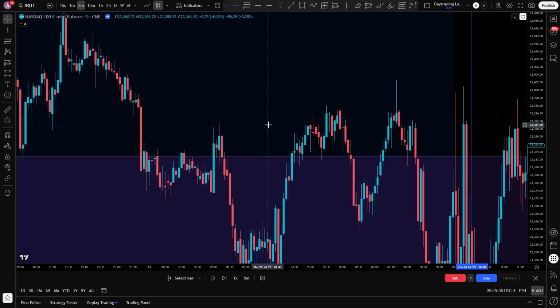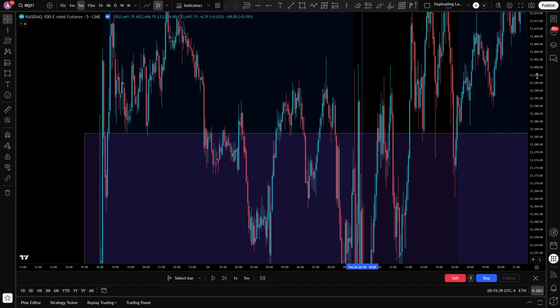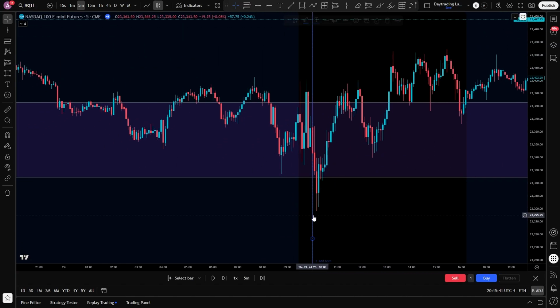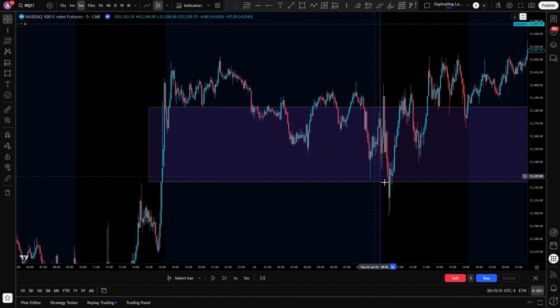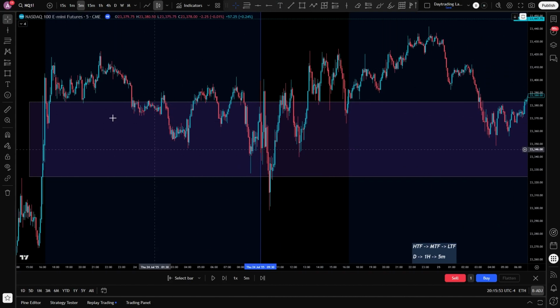Because NASDAQ, you want to watch for it at 9:30 New York time. So 9:30 is right here. Here's when the market opens, and here's where the most volume is injected into the markets for this asset class. So you don't want to pay attention to anything before that.